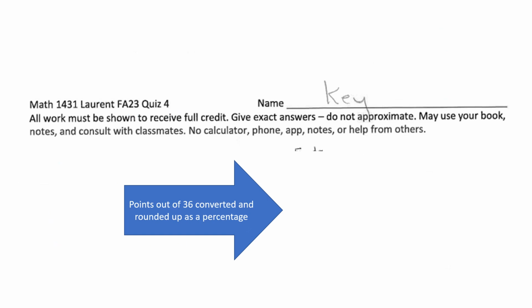Let's go over quiz four. All work had to be shown to receive full credit. You were to give exact answers, not approximate. You may use your book, notes, and consult with your classmates. There's not really a good excuse for not doing well on these. No calculator, phone, app, notes, or help from others other than your classmates. And there were 36 points. I converted these to a fraction and rounded up the percentage.